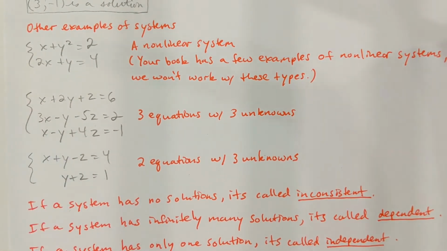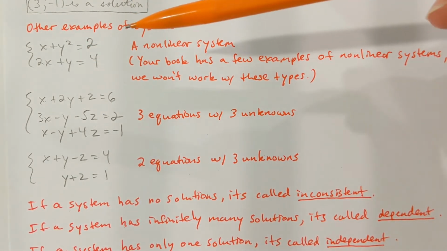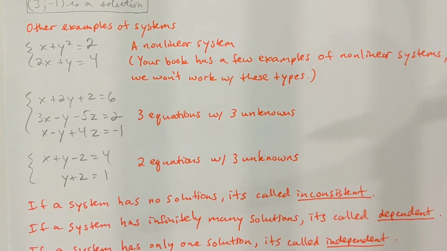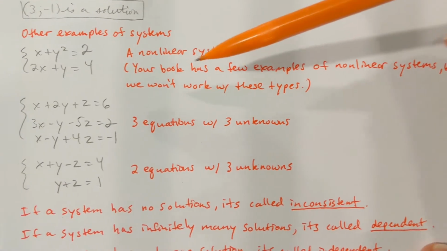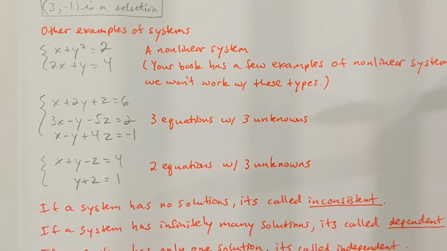So here I've got two equations with two unknowns. Now, we call this a nonlinear system. Your book has a few examples of nonlinear systems, but we're not going to work through any of those types. In other words, you're not going to have to worry about powers of x, or 1 over x, or e to the x, or ln of x. Those are not linear equations, and our focus here is going to be on systems of linear equations.